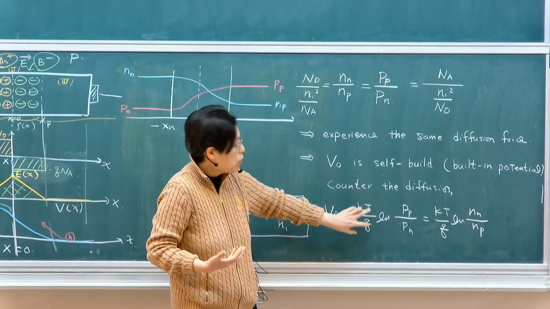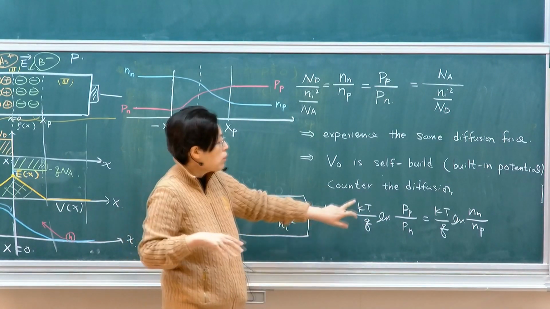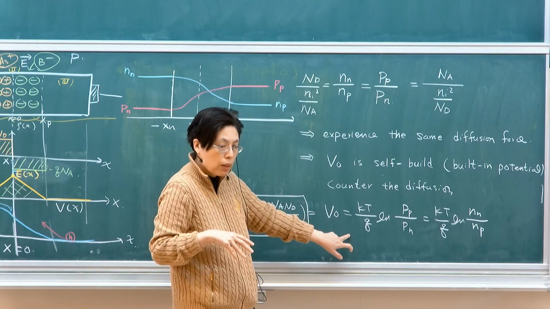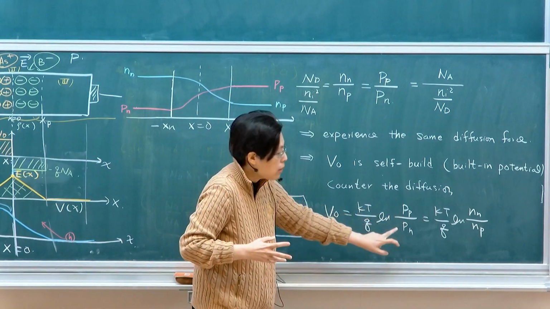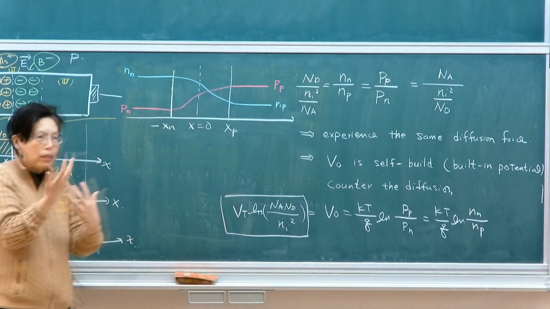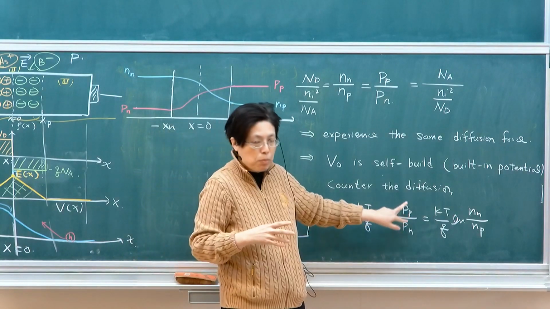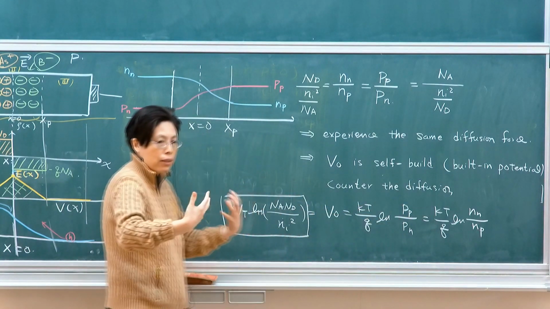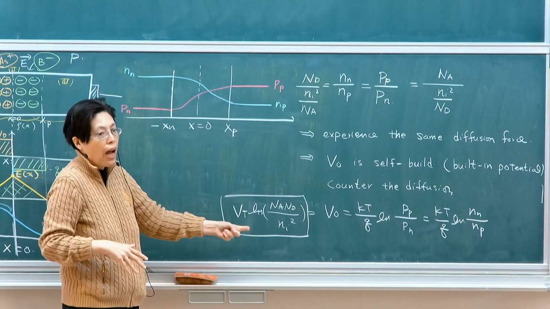It's trying to counter the ratio between drift and diffusion, because you're balancing two forces: dP against mobility. Originally there's an imbalance. How do you balance it out? The amount of balancing depends on how much imbalance there is. If there's more imbalance, then you need a higher built-in potential.